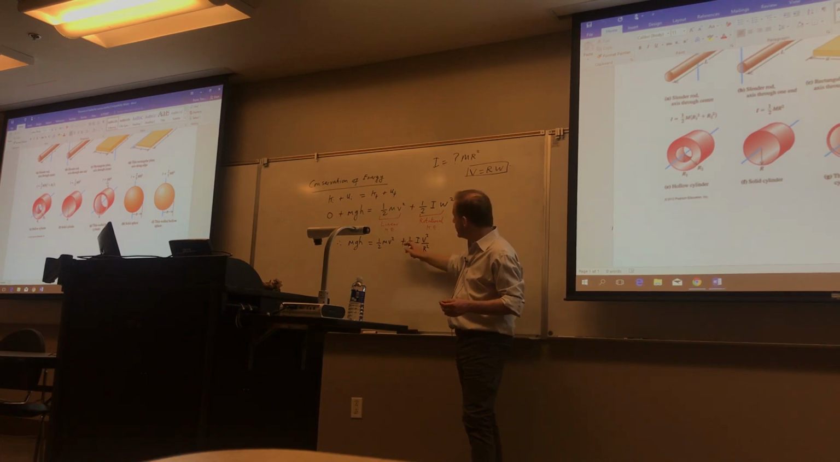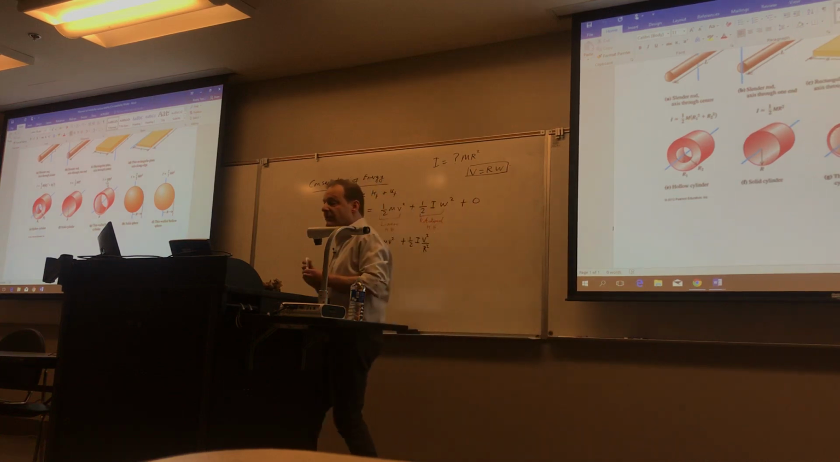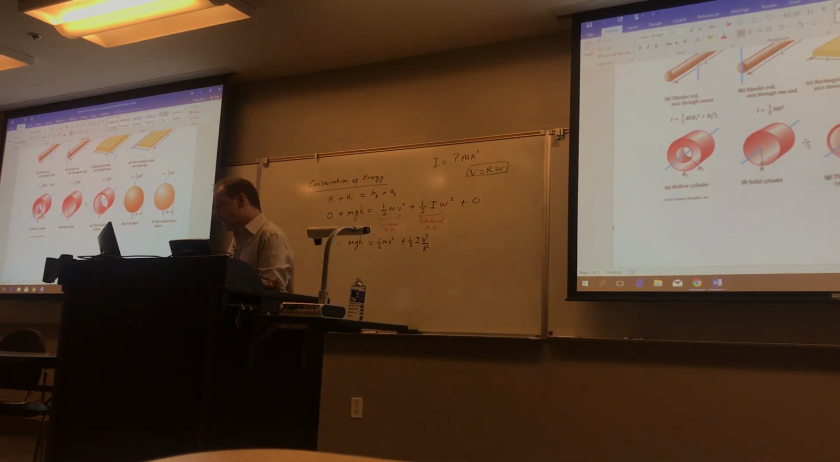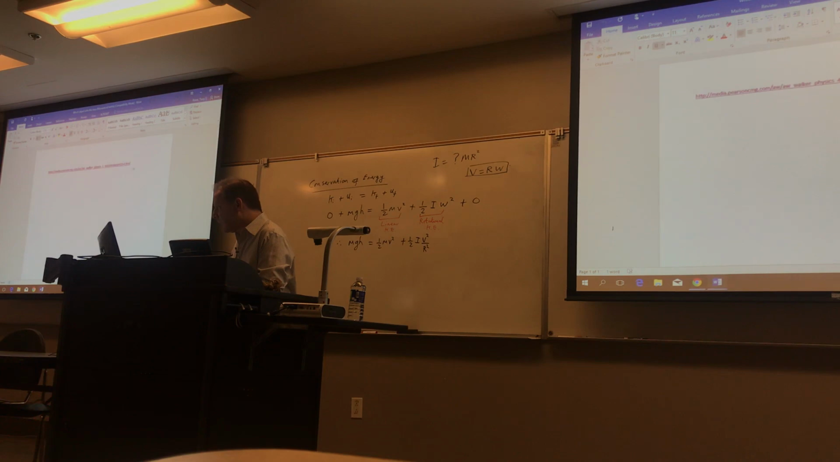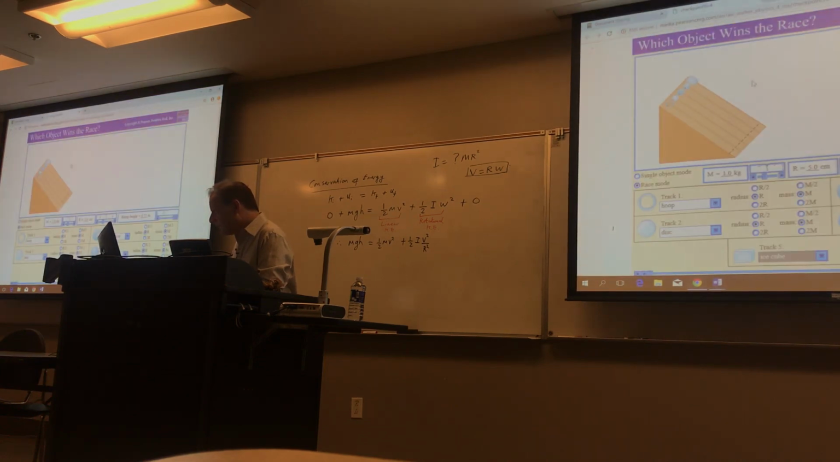You could rewrite the equation and maybe put I in a different place. V will be less if I is greater. So the object that has the greater moment of inertia will have the lower velocity, and hence will lose the race. So, going back to this. Anyway, let's see how it goes. I'm going to run that.